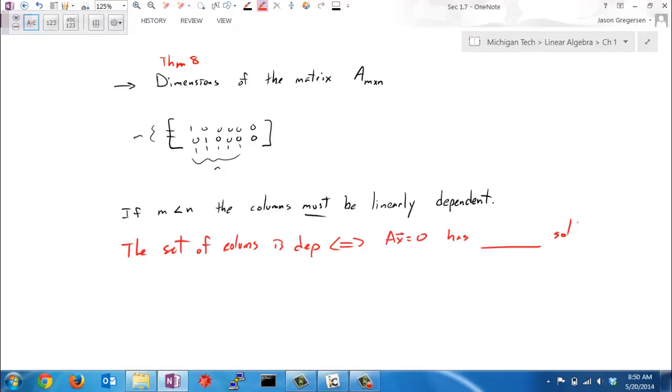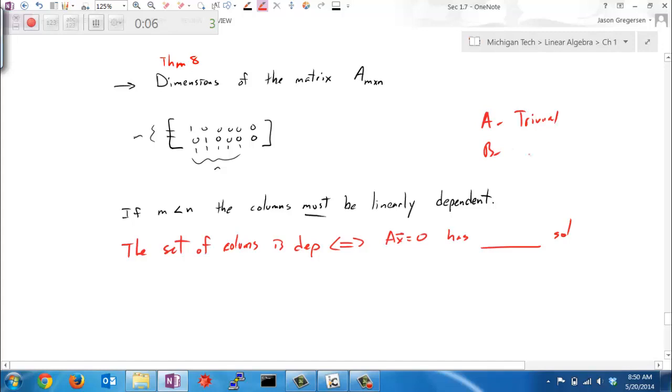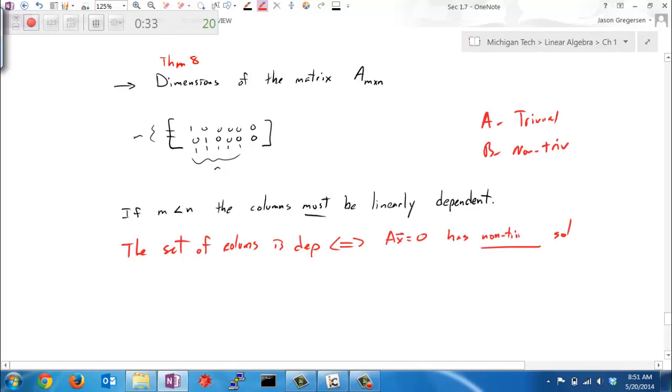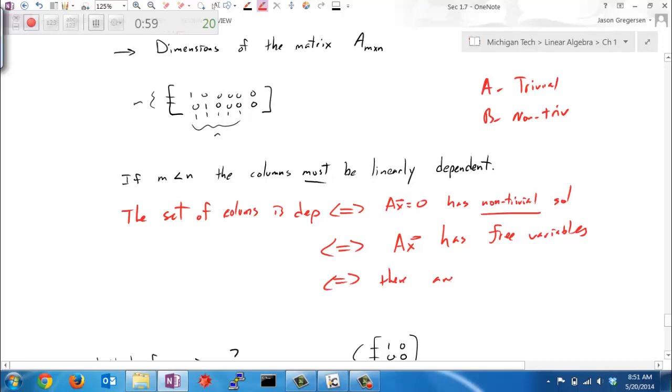So, clicker quiz. A says it only has trivial solution, and B says it has non-trivial solution. Can't tell if we're tired or not sure. So now the columns are dependent. We're pretty happy with that. Pretty happy. Getting happier. So B, non-trivial solutions. Remember, it's valuable to have a lot of different ways to think about the same concept. This also implies that we have free variables, that AX has free variables. This also implies that there are columns without pivot positions.